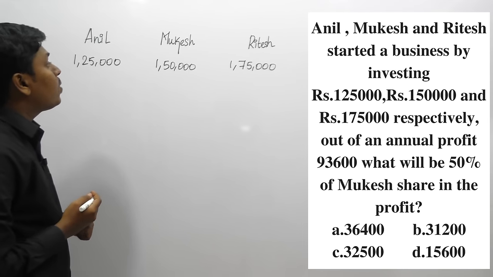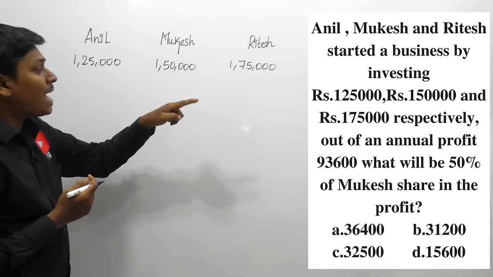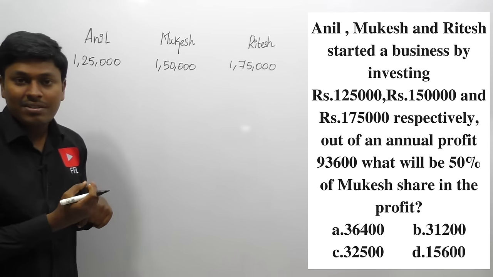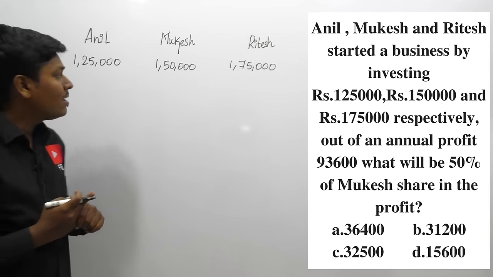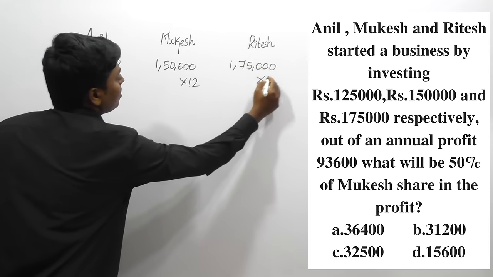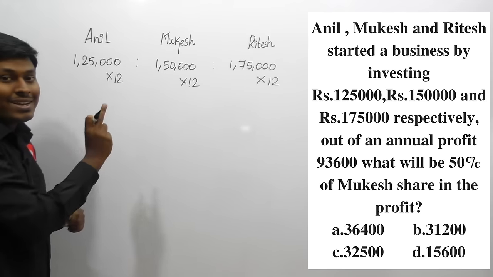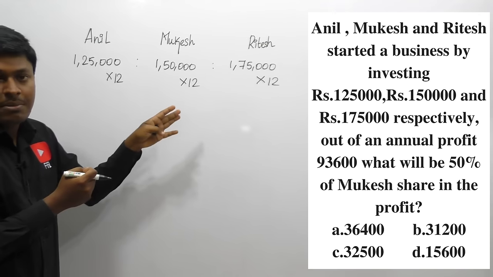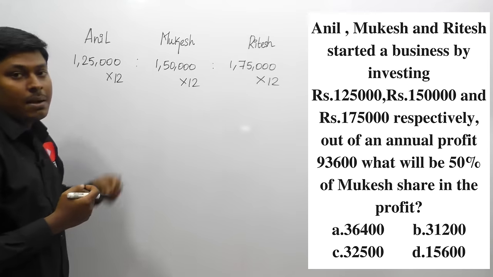So friends, we need to find what is 50% of Mukesh's share from the profit, right? And they have given an annual profit, that is 93,600. So friends, if the annual profit is 93,600, so we can surely say that the business is for 1 year, right? So into 12, into 12, into 12, right? If you practice a lot, don't write this, because we can cancel 12, 12, 12, right? So this 12 indicates 1 year, that is 12 months. We know that all the three persons are starting a business by investing some amount. So we can surely say that all the three persons will be there in the business for the complete 12 months, right?